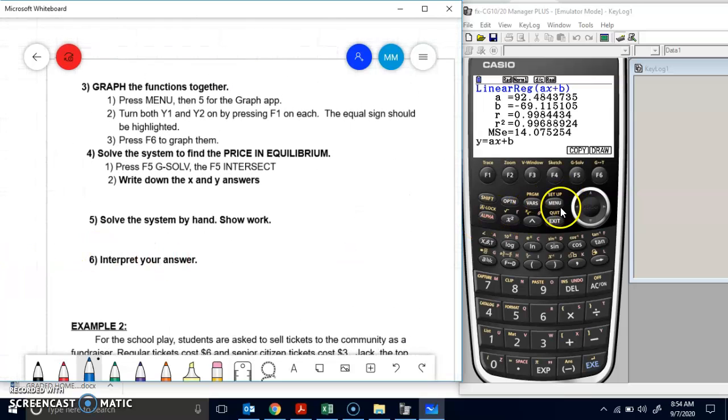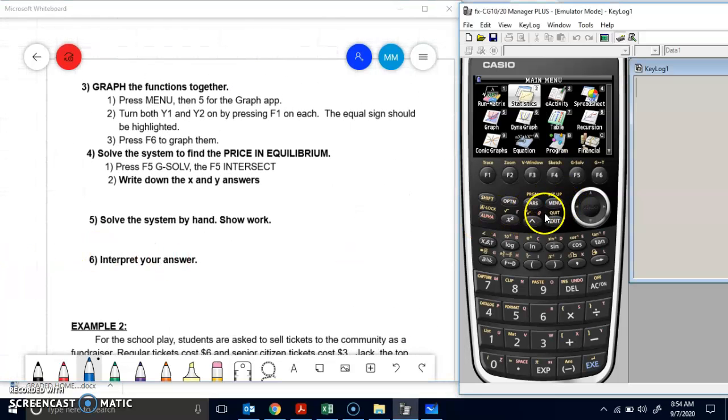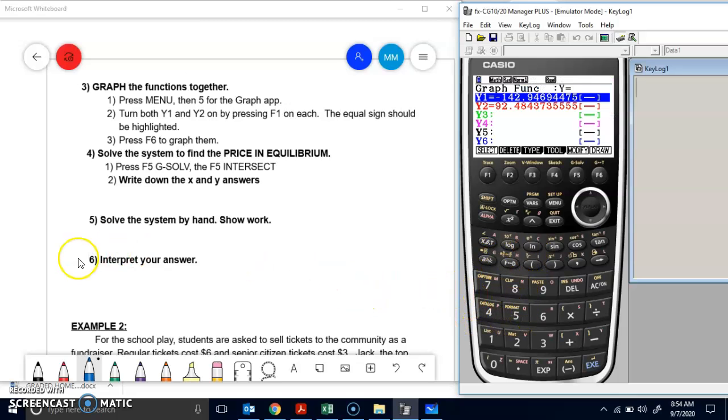We're going to graph these now. So I'm going to press menu, and I'm going to go to the graph app. Now there's one little thing here that you have to remember when you copy things in. You have to press F1. You can see the equal signs are not highlighted. If I press F1, the equal signs will be highlighted. That means they're now turned on.